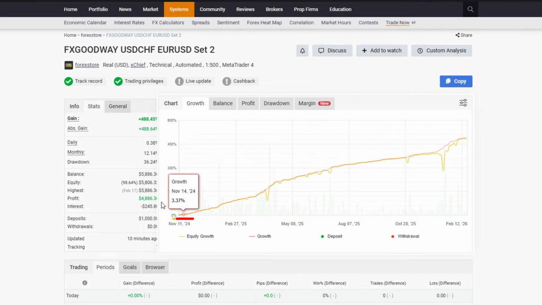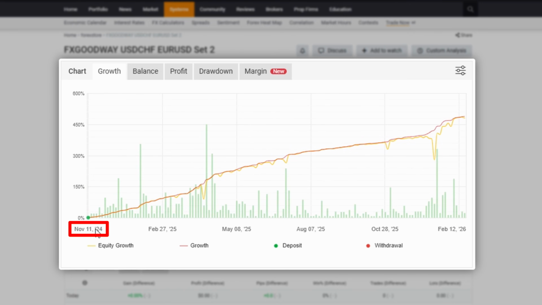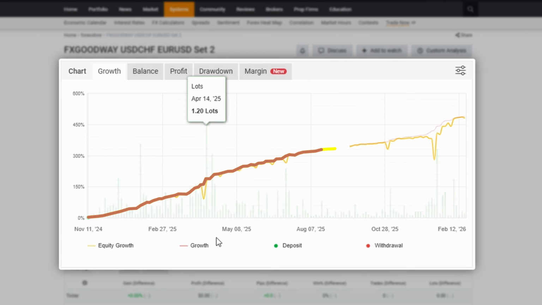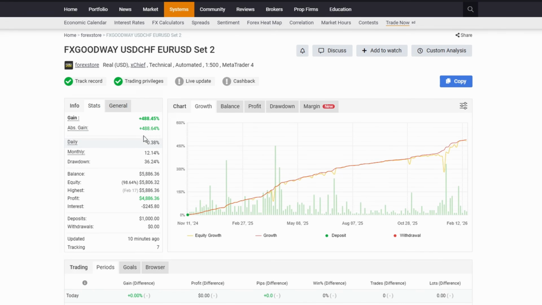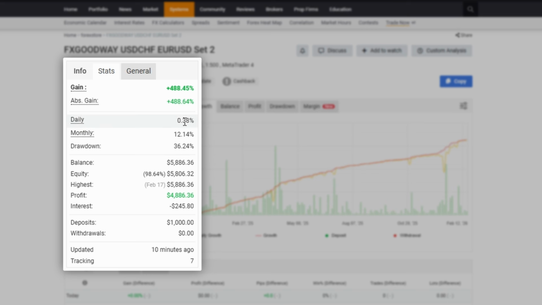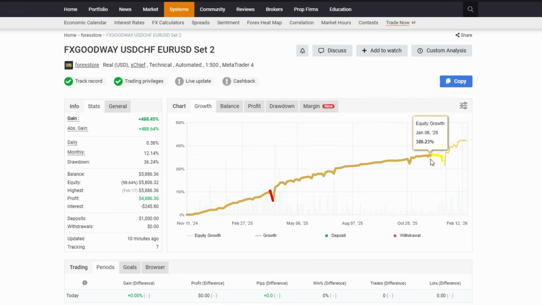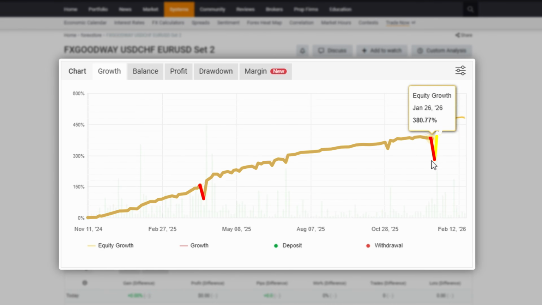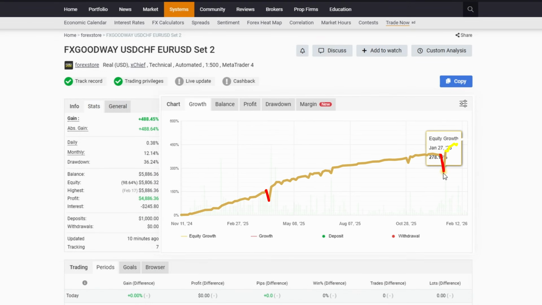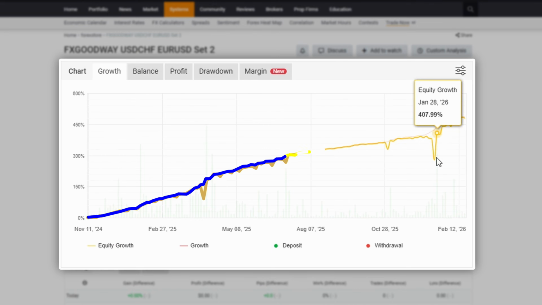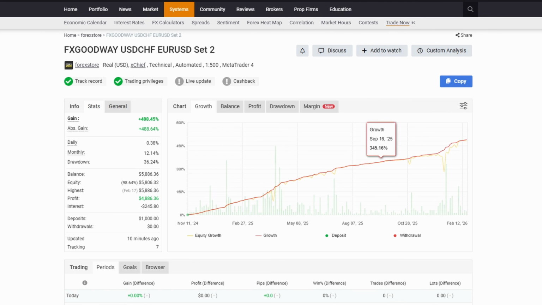You can see that the vendor started this account in November of 24. So it's a little over a year, about a year and 3 months. And he's made almost 500%. However, what is important to note here is that if we look at his max drawdown, he has had a max drawdown of 36%, and it looks like it was here. This was recently, I guess, where there was that big move on the dollar. A lot of our accounts suffered drawdowns as well. However, you can see that it has recovered and it is doing quite well.